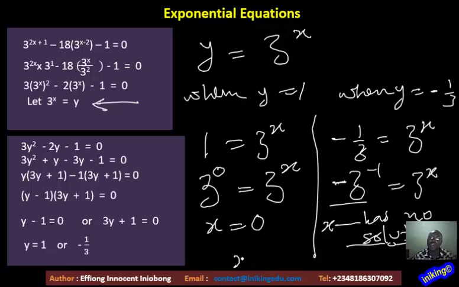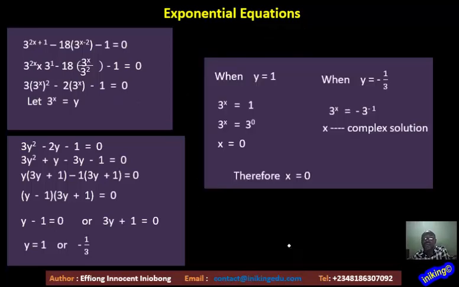So I simply say that our x is just 0. So that's it for exponential equation. X has no solution there. I call it the complex solution. Therefore, we simply pick x as equal to 0. That brings us to the end of exponential equation.